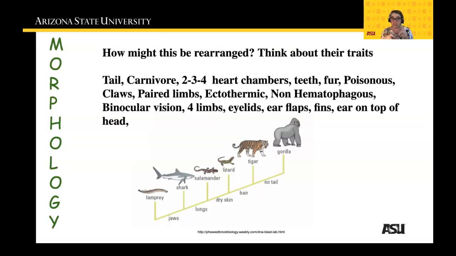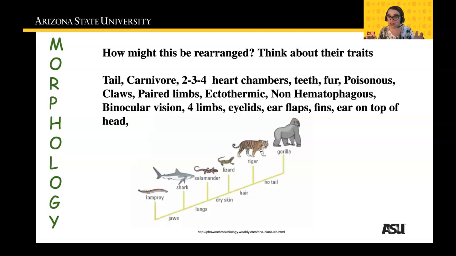We could look at claws. So salamanders, lizards, tigers, and gorillas have claws. Paired limbs, lampreys don't have limbs. So sharks have a pair of limbs, where salamanders, lizards, tigers, and gorillas have two pair of limbs. Ectothermic, so lizard, salamander, shark, and lamprey are ectothermic, right? Where tigers and gorillas are endothermic. So we can look at binocular vision versus parietal vision. We can look at whether it has eyelids or not, or ear flaps, ear coverings or not, if it has fins, if the ears are on top of the head or not, right?